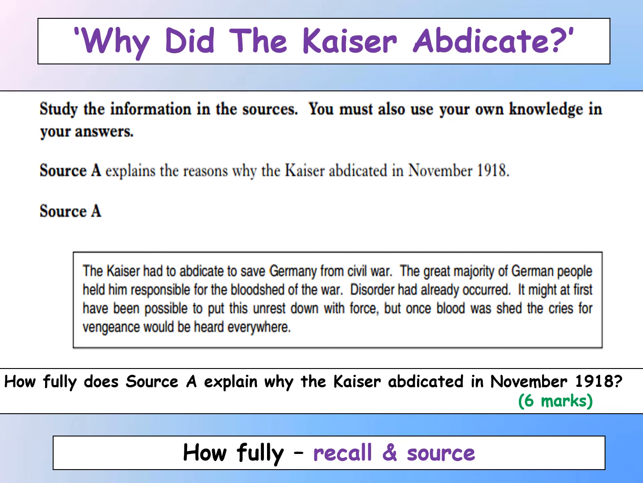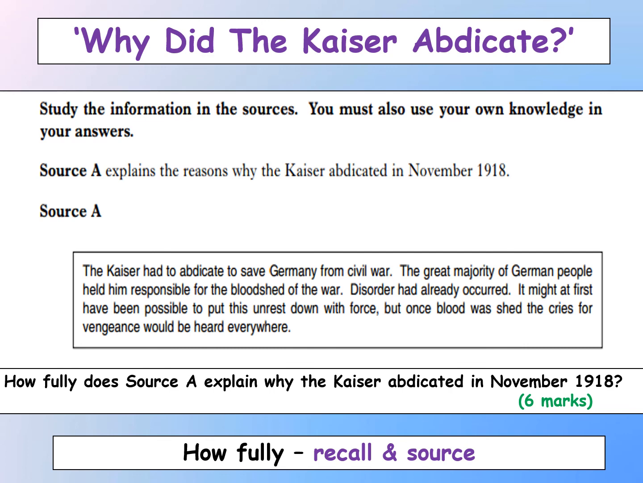And remember, it's reasons that you're looking for if it's an explain. So explain the reasons why the Kaiser abdicated. You would be looking for a wee bit more detail than just description points in your recall. So we're looking for reasons from the source, and you're looking for explain points in your recall, making sure it's reasons that you're giving and not just facts.